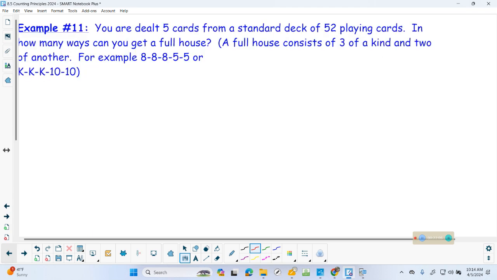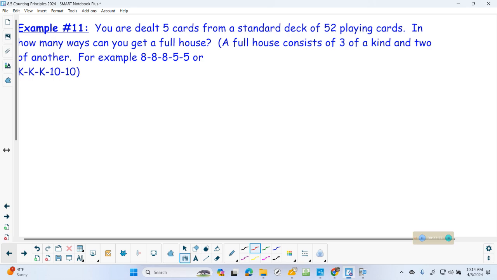You're dealt 5 cards from an ordinary deck of 52 playing cards. How many ways can you get a full house? I didn't know if you knew what a full house was, so I put that on here. Three of a kind, 2 of another. And I gave you a couple examples there. So like 3 8s, 2 5s, 3 kings, 2 10s, etc.